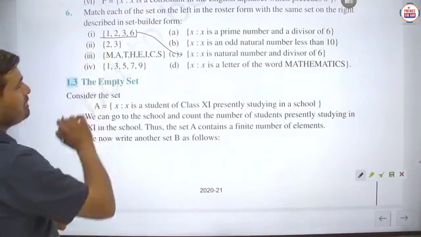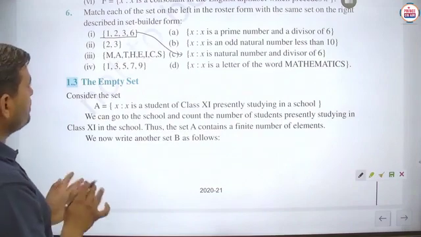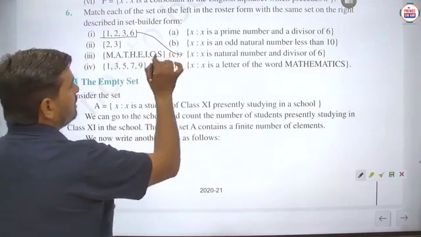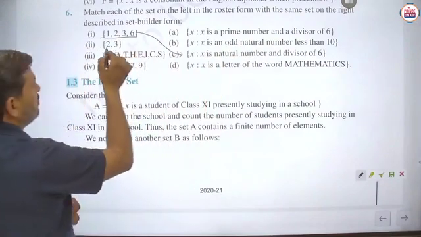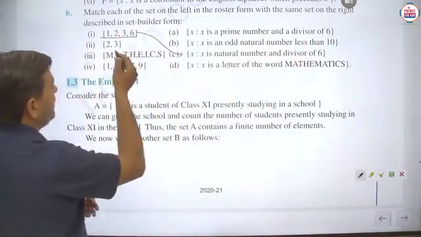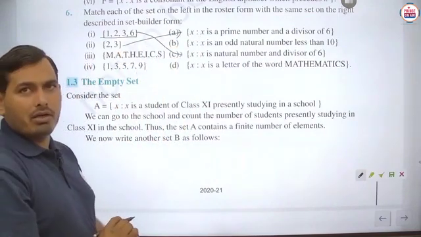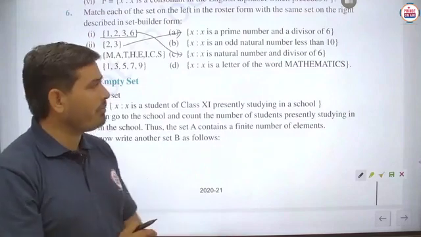Next, 2, 3. So what about 2 and 3? We will check for A. X is a prime number. Basically 2 and 3 both are prime numbers, no problem. And a divisor of 6. So definitely they divide 6. So this will be matched with the A part. Only just we have to match the corresponding part.